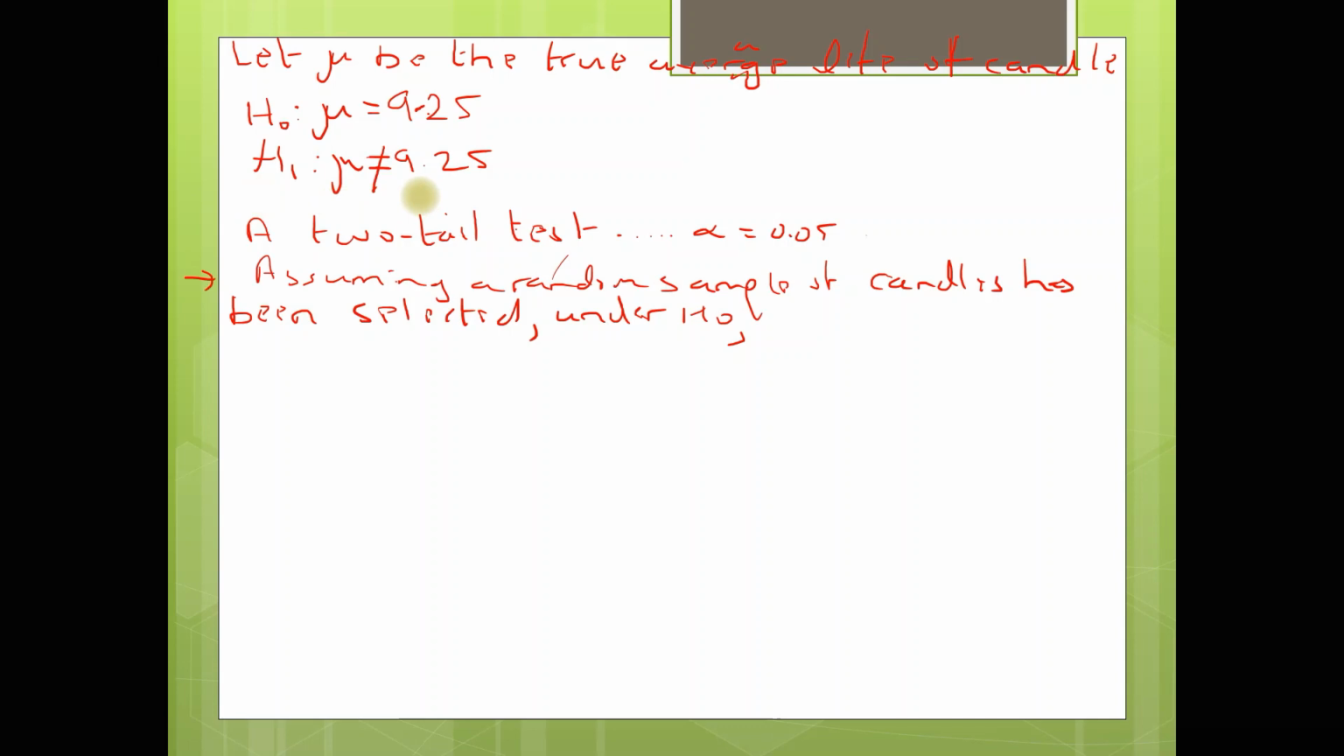Under H note. Now you will see that I've written under H note. Why have I written that? Because something follows from that later on. And the other thing is that whatever you are doing, the conclusion that you will come up with at the end of this whole procedure will be either to reject the null or not reject the null. So all that you are doing is based on the null. This is why I'm saying under H note. Under H note comes something else, which is the distribution of your test statistic.